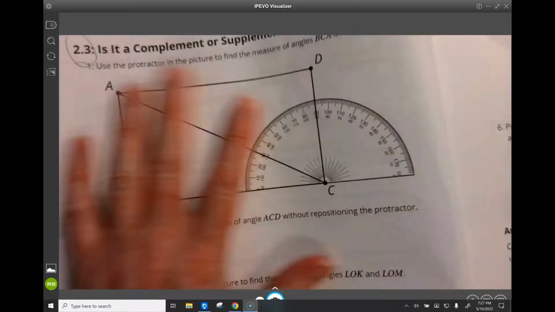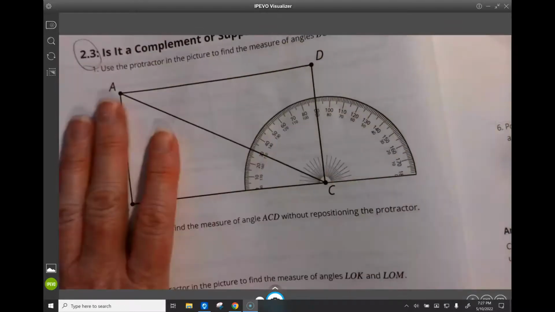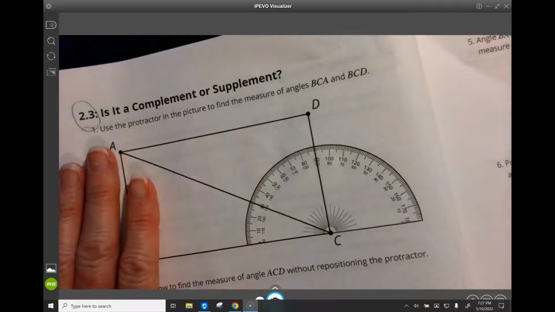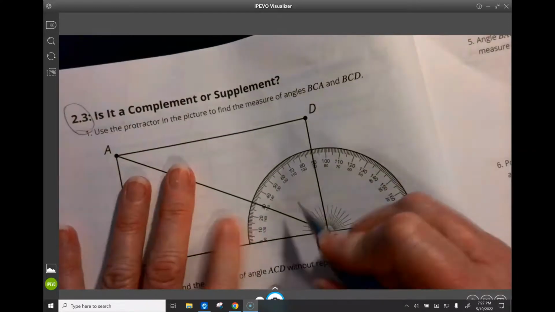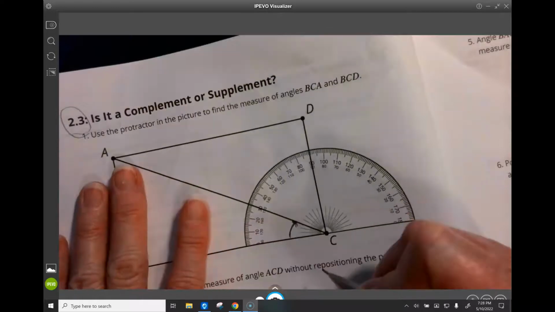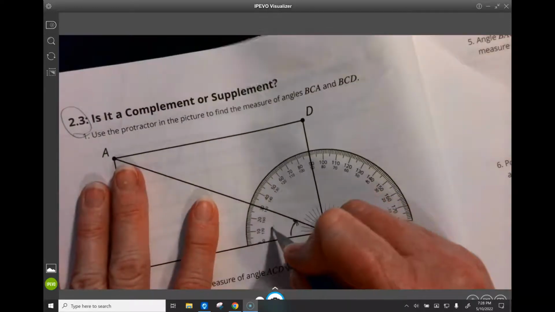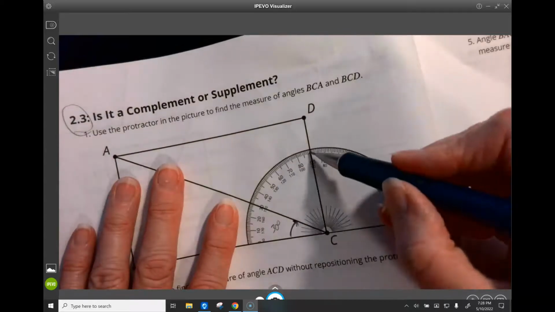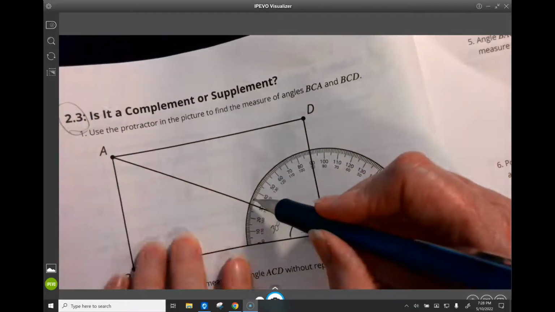Okay, so here we go. We're going to find out what these angles are. Use a protractor in the picture. We don't even have to use our own protractor. Okay, we can just use theirs. So they're saying from here to here, how many degrees is that? Well, is that an acute angle or an obtuse angle? That's acute. So that means this is 30 degrees. Now we have to go from here, though, and we have to go from 90 over here.